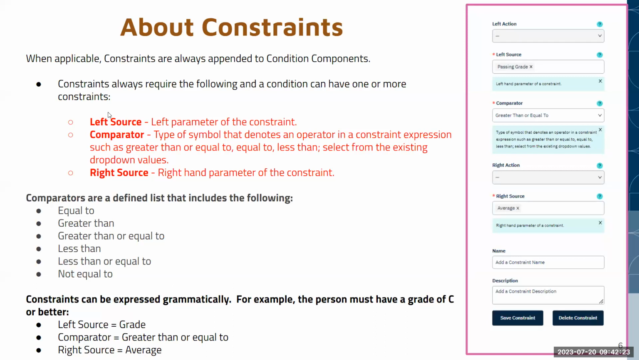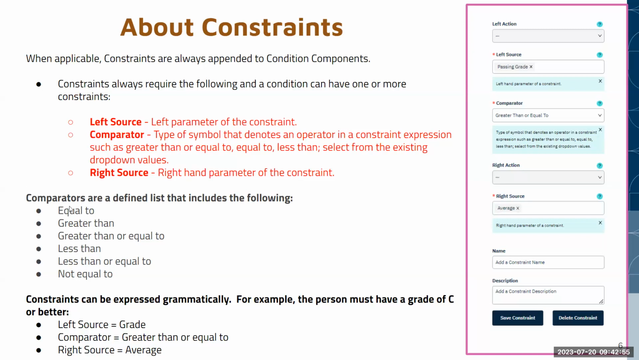It's really up to you when you're designing your pathway to define what the conditions are and what the constraints are. But if you are going to add constraints, you will be including what's called a left source, a comparator, and a right source. And we can think about it grammatically as a sentence. So the left source, or the left parameter of a constraint, is equal to the right source, or the right-hand parameter.